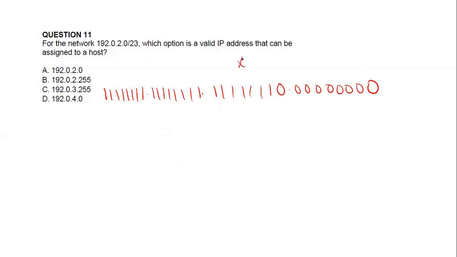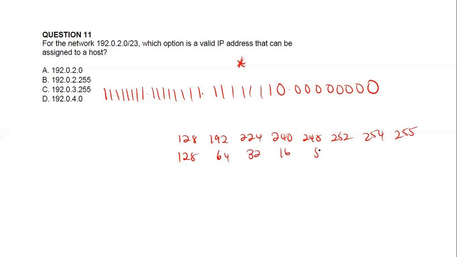We are here. This is the octet that we have interest in. Again, remember the chart: 224, 240, 248, 252, 254, 255, and 128, 64, 32, 16, 8, 4, 2, 1. Remember some masks and our range.